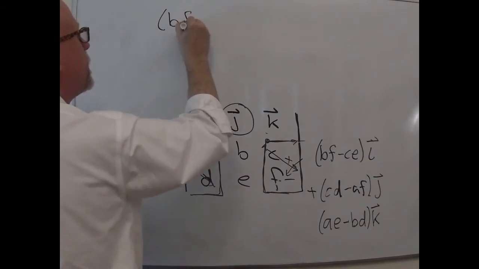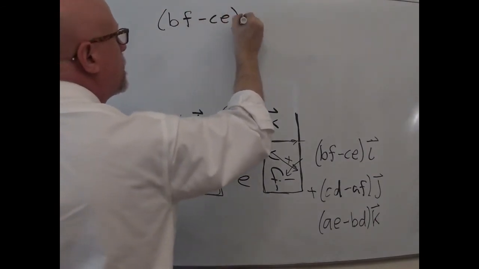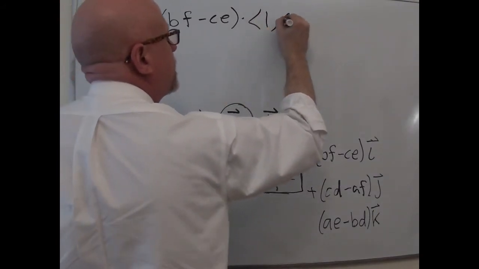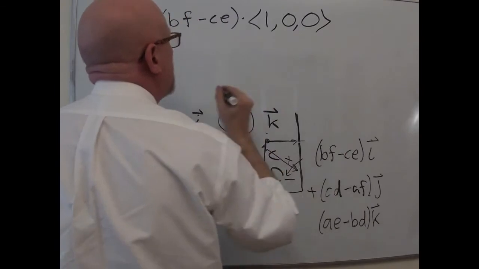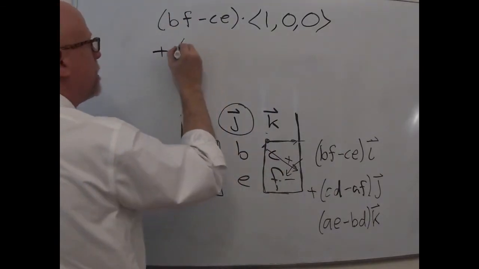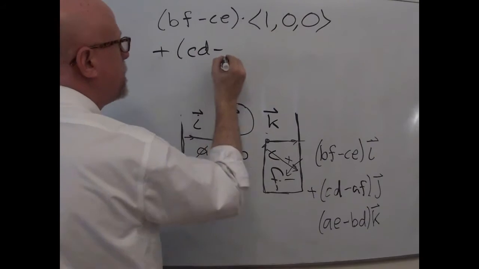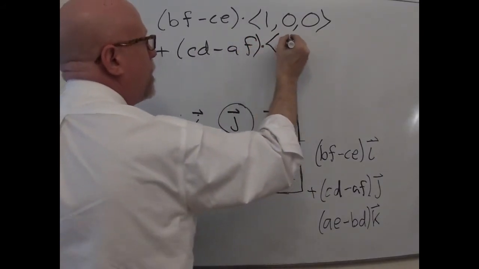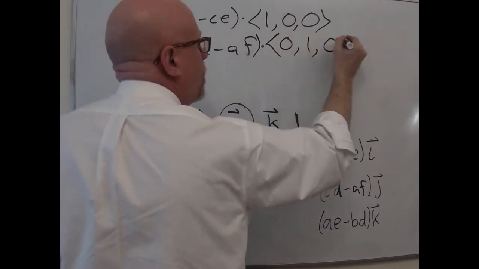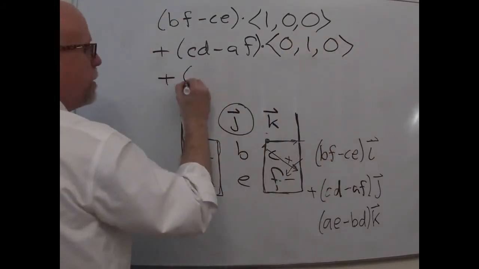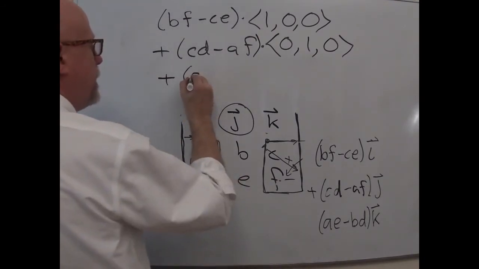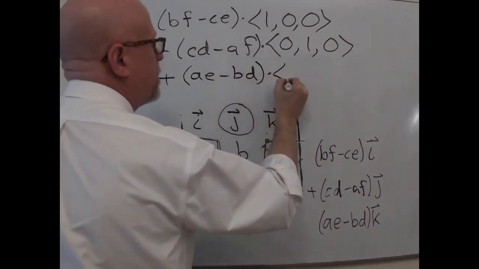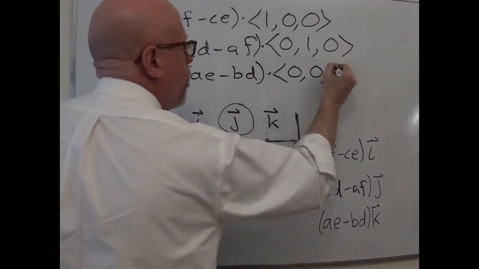BF minus CE times i is the same thing as BF minus CE times 1, 0, 0, that vector. And then we have CD minus AF, and that's multiplied by the vector j, which is 0, 1, 0. And finally, we're adding, what's our last guy? AE minus BD, and that's times the vector 0, 0, 1.